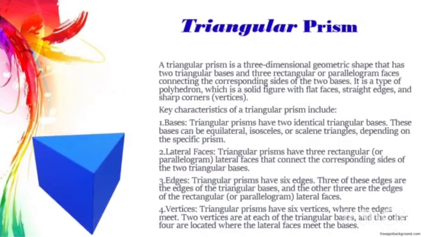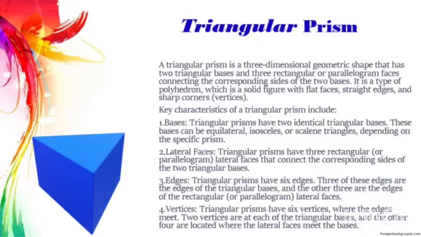Triangular prism. A triangular prism is a three-dimensional geometric shape that has two triangular bases and 3 rectangular or parallelogram faces connecting the corresponding sides of the two bases. It is a type of polyhedron, which is a solid figure with flat faces, straight edges, and sharp corners, vertices. Key characteristics of a triangular prism include: bases.